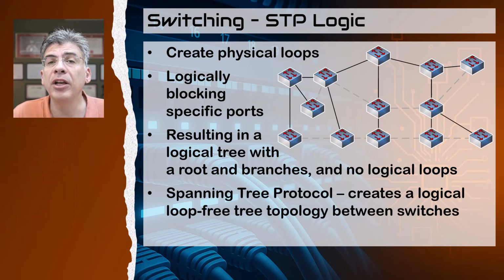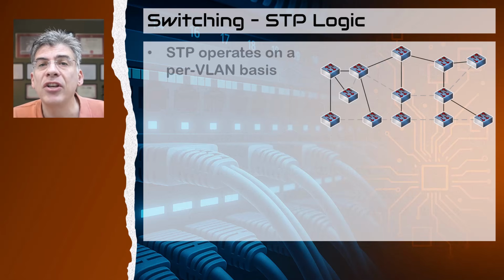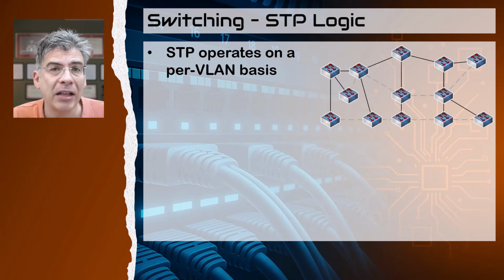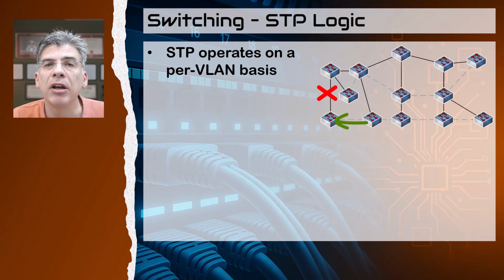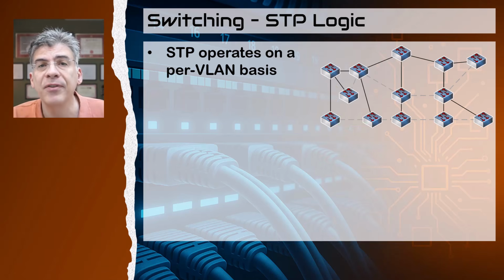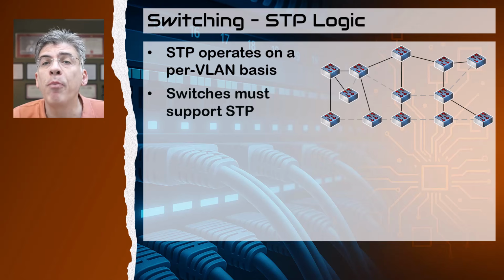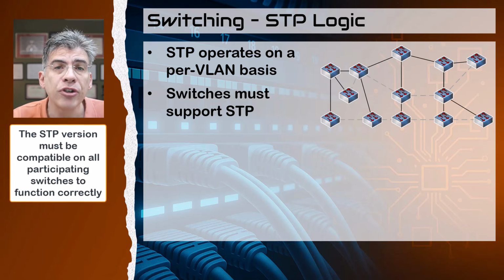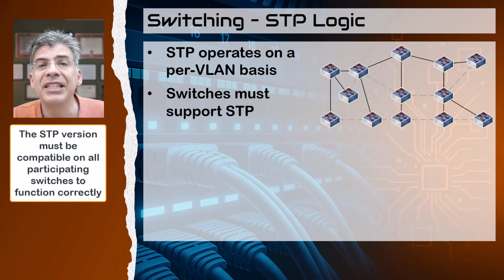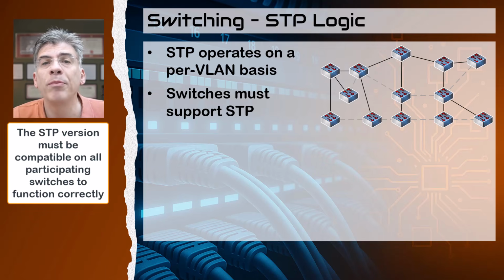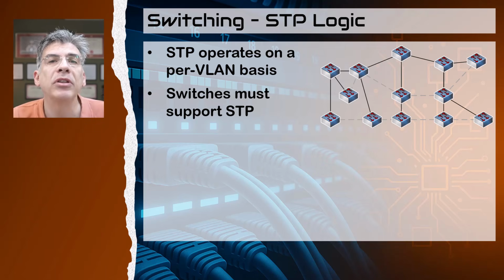Now, if you're not that familiar with STP, not to worry, my next video dives deep into that. But for now, let me just say that STP does this on a per VLAN basis as well. If a link fails, such as this one, STP will automatically reevaluate the tree and unblock the appropriate ports to resume connectivity. Now, in order for this to be successful, you will require all switches to support spanning tree and to support the same version of spanning tree protocol, because there are indeed different versions. If they don't, then there is a danger of STP failing or misbehaving, resulting in unpredictable layer 2 behavior.